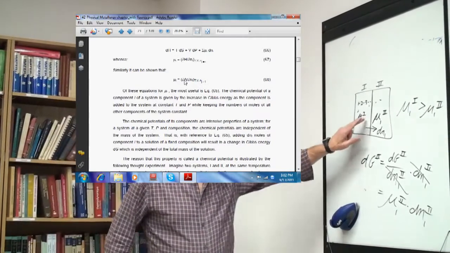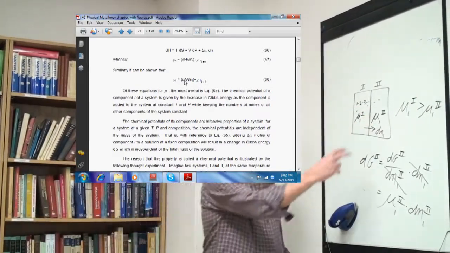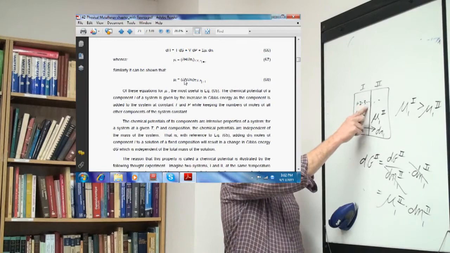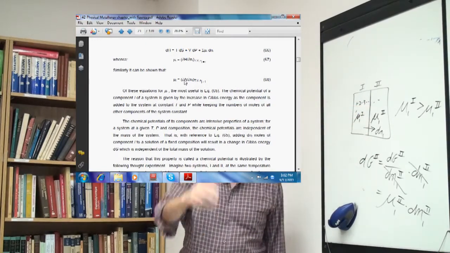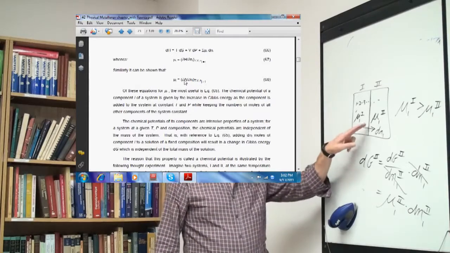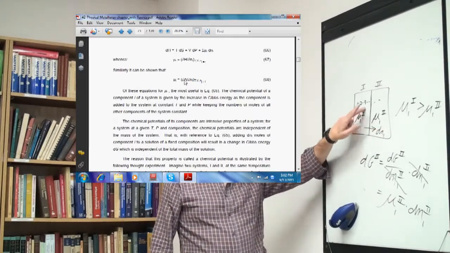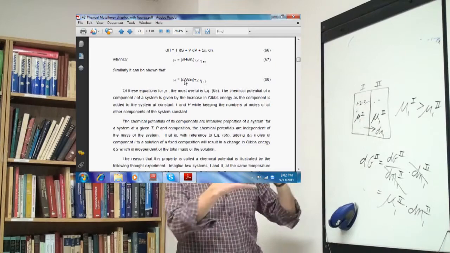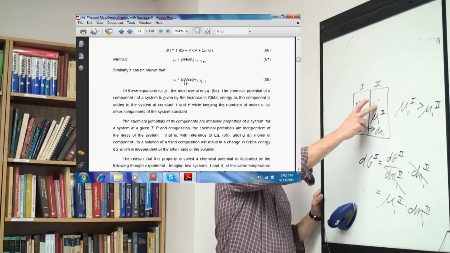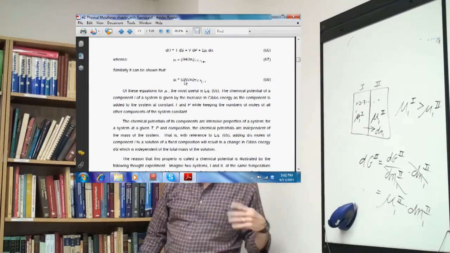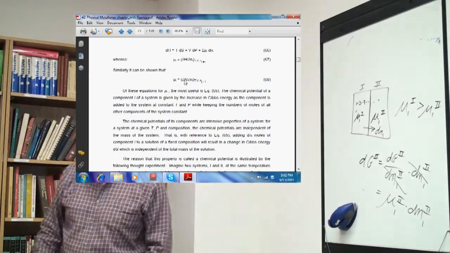So you have a potential for each component of your solution, and that determines which way the thing will go. And for two systems to be in equilibrium, the chemical potentials have to be equal in the two compartments for each component. Mu1 here has to be equal to mu1 here, mu2 here has to be equal to mu2 here, and so on, otherwise the system's not in equilibrium. Just as the temperatures have to be equal, the pressures have to be equal, the chemical potentials have to be all equal if two systems are truly in equilibrium.